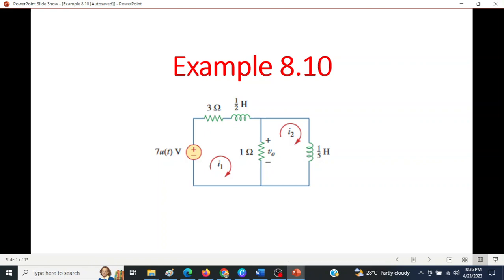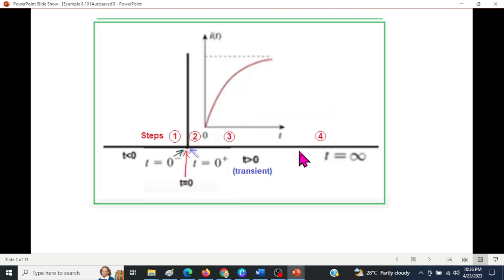Bismillahirrahmanirrahim. This video is from chapter number 8, and here we'll be solving example 8.10. Before we begin, let's just recall the time concept that we had discussed. A couple of videos ago I had discussed this.